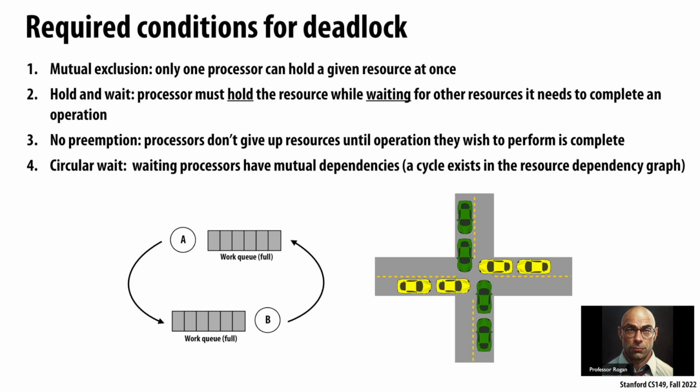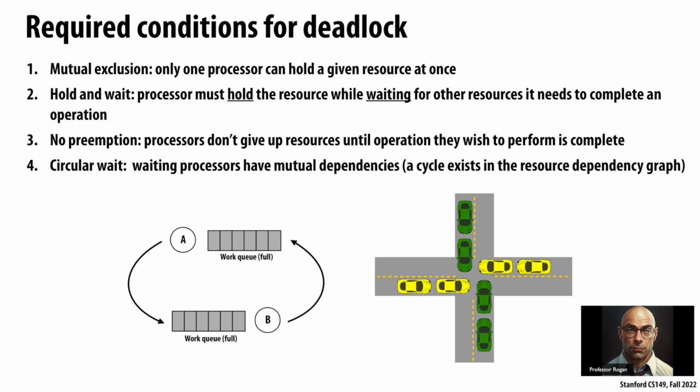As discussed, deadlock can be a major issue in computer systems. In order for deadlock to occur, four conditions must be met. First, there must be mutual exclusion, meaning only one processor can hold a given resource at once. Second, the processor must hold the resource while waiting for other resources it needs to complete an operation, which is known as hold and wait.